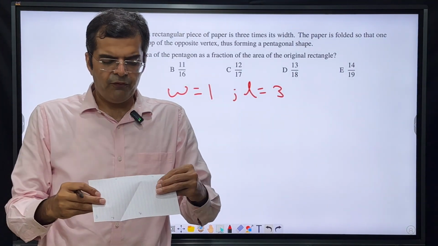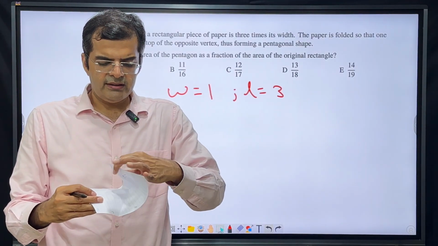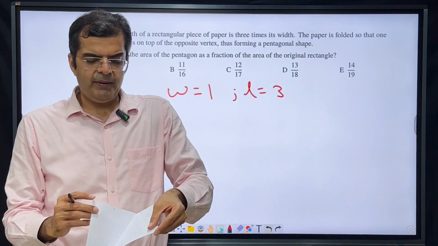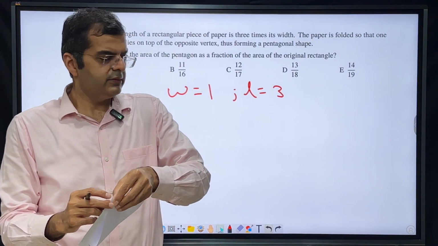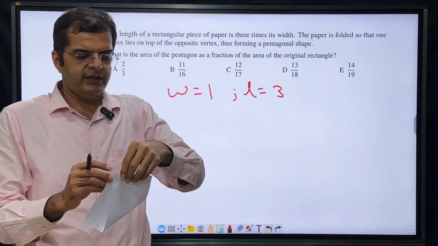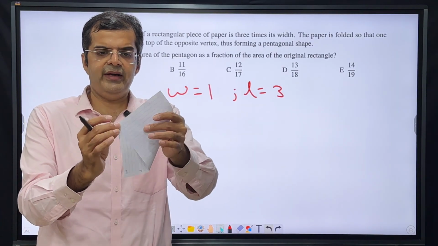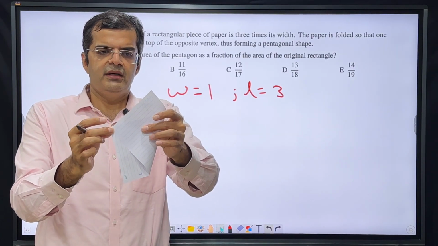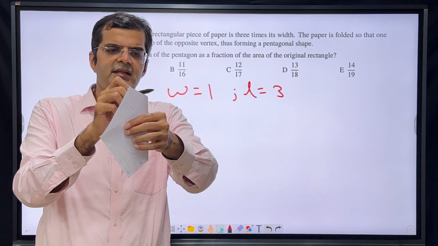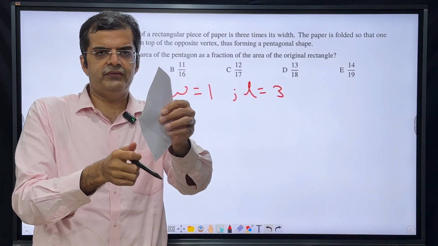First of all, to fold the paper such that it becomes a pentagon, I'm going to fold it like this so that this part touches this part. One vertex lies on top of the opposite vertex. So this is how you fold it. Now if you look at it, this becomes a pentagon. This is one of the sides of the pentagon, this is the other side, this is the third side, this is the fourth side, and this is the fifth side.